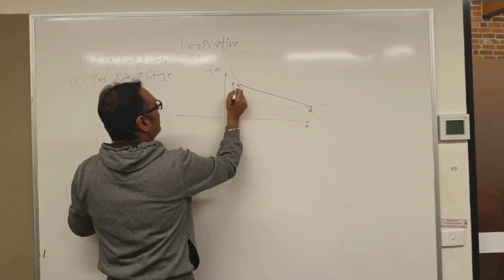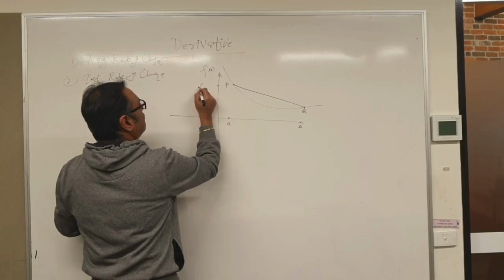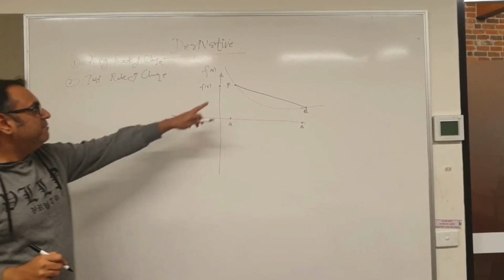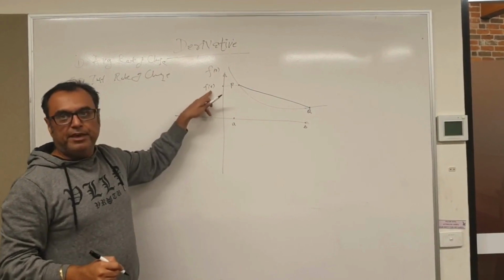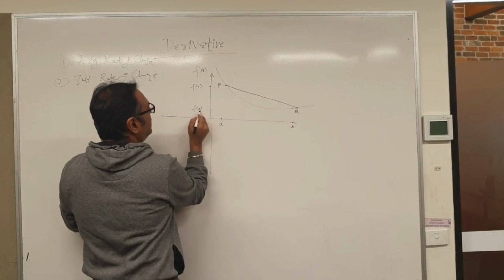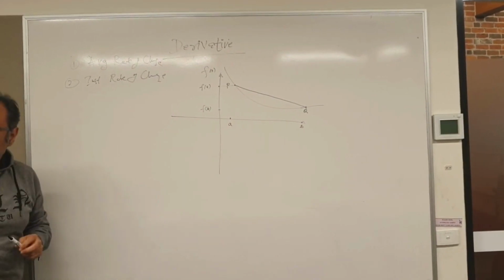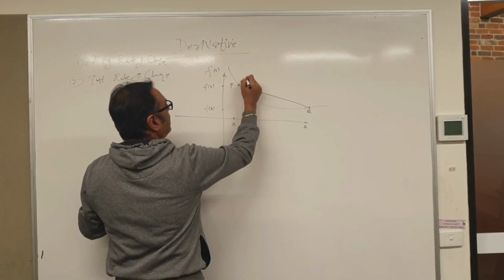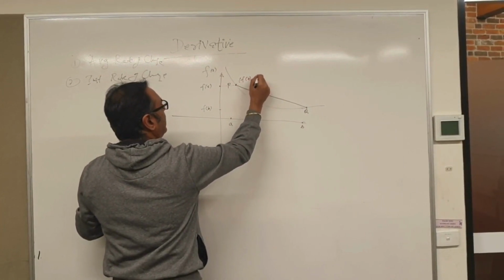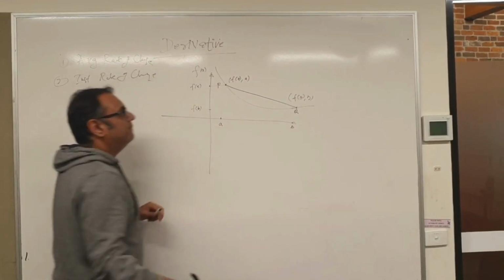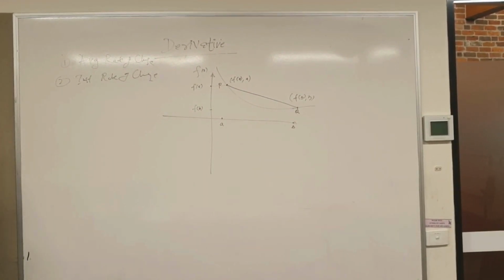So what would be this value here? f of A, right? If x is A, then it's f of A. And this value would be f of B, right? So this coordinate would be A comma f of A. This is B comma f of B, right?